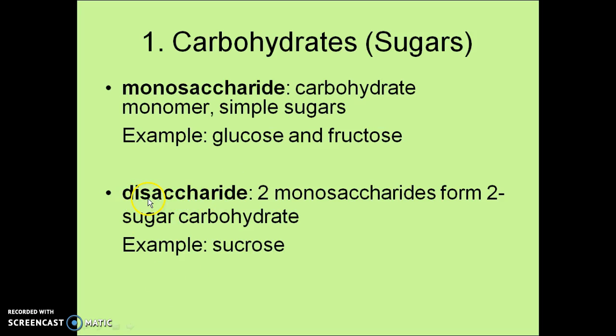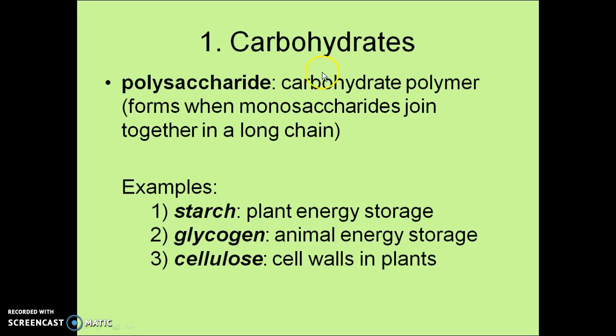Okay. A disaccharide, di meaning two, is when you take two monosaccharides and you join them together to form a two-sugar carbohydrate. An example is sucrose, which is table sugar. Sucrose is actually a glucose monomer and a fructose monomer stuck together. If you were to join many monosaccharides together in a long chain, you get a polysaccharide. Poly meaning many, saccharide meaning sugar. So this is the carbohydrate polymer. Remember, all of our macromolecules, carbs, lipids, proteins, and nucleic acids, have monomers and polymers.